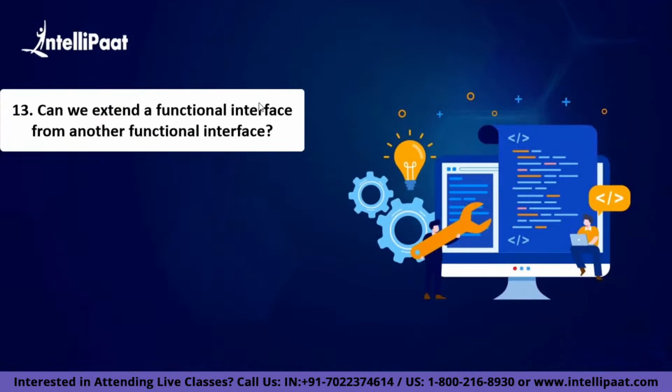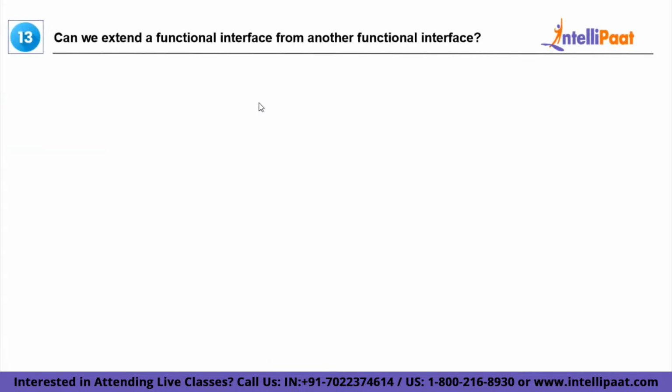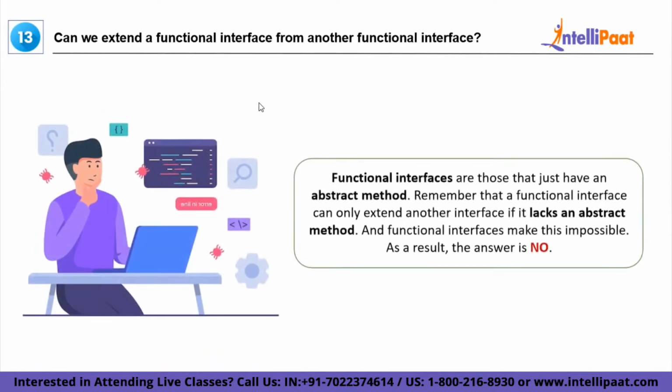Can we extend a functional interface from another functional interface? I don't think this is a difficult question at all, because we have mentioned throughout the session that functional interfaces are the interfaces that only contain one abstract method. And remember, a functional interface can extend another interface only when it does not have any abstract method. And that's not possible with functional interfaces, right? So the answer for this question is a clear no.